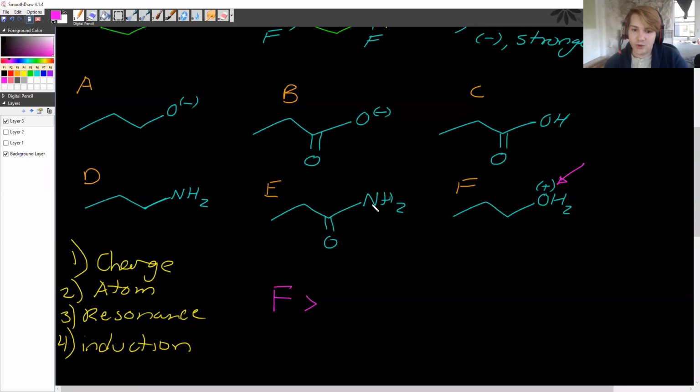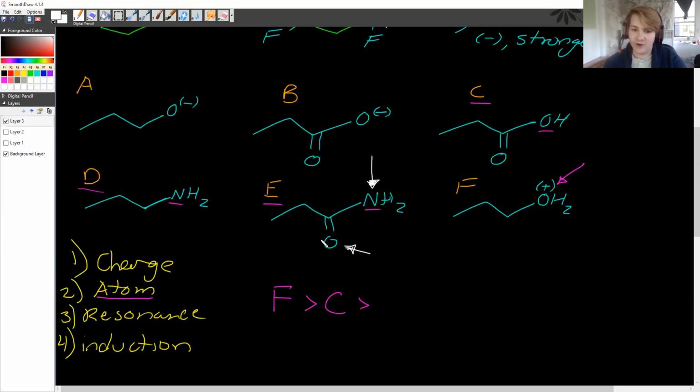Well, now we have to look at all of our neutral molecules. So that would be D, E, or C. And I take a look at this and I say, okay, I have oxygen versus nitrogen, right? So in terms of the atom, who's going to win? Well, hands down, it's going to be the oxygen, right? But wait, this molecule over here also has an oxygen, I hear you say. And I say that doesn't matter because the acidic portion of the molecule is this nitrogen.